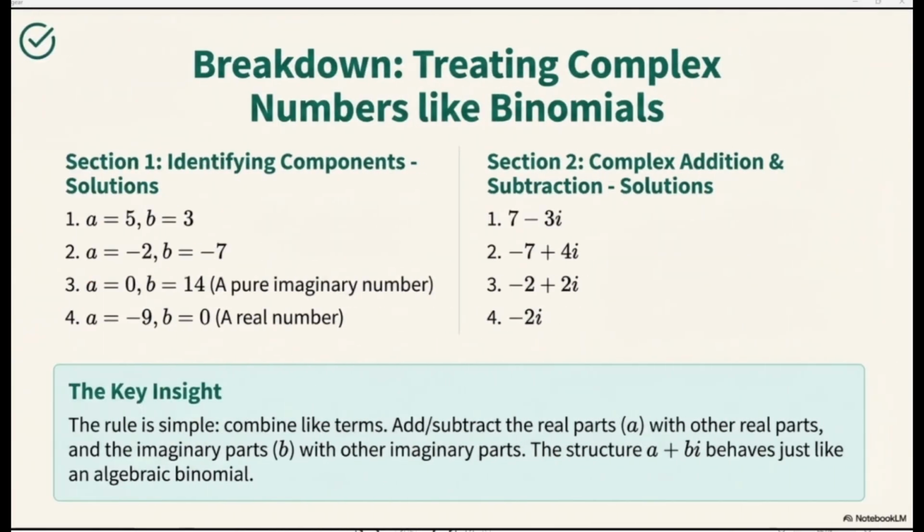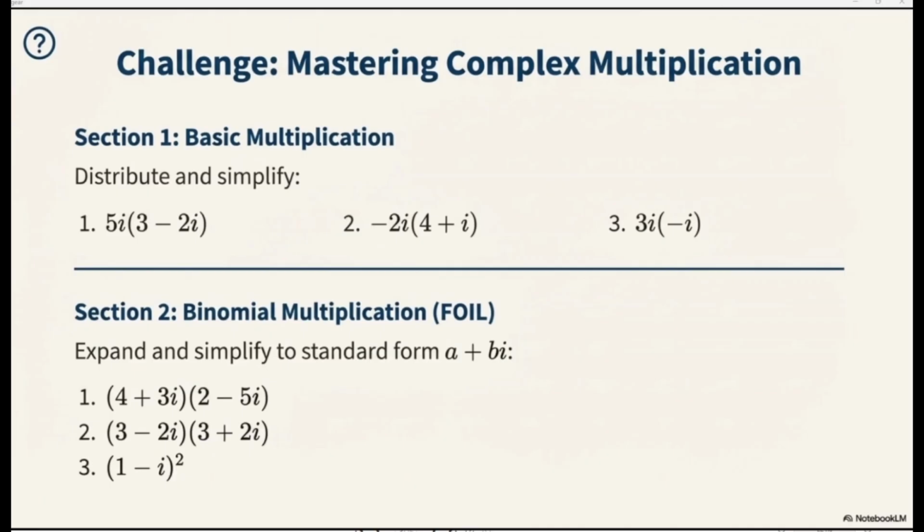So what is the key insight? The rule is simple. Again, we are going to combine like terms. What are the like terms? It's going to be real parts, we know it as a1, a2, a3, whatever, with other real parts, and the imaginary parts, b, with other imaginary parts. And the structure finally, again, should be a complex number that has the form of an algebraic binomial, meaning that I do have two sections itself. Simple as that. So let's talk about basic multiplication.